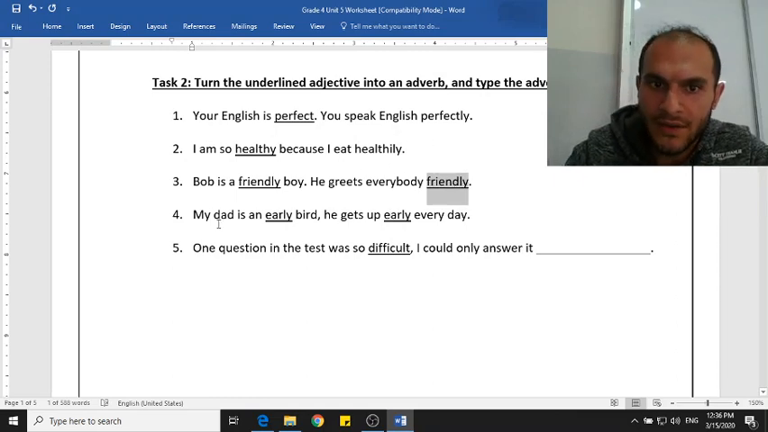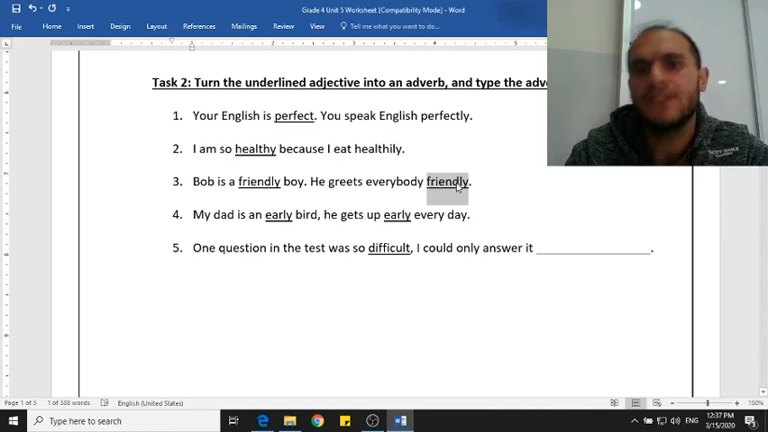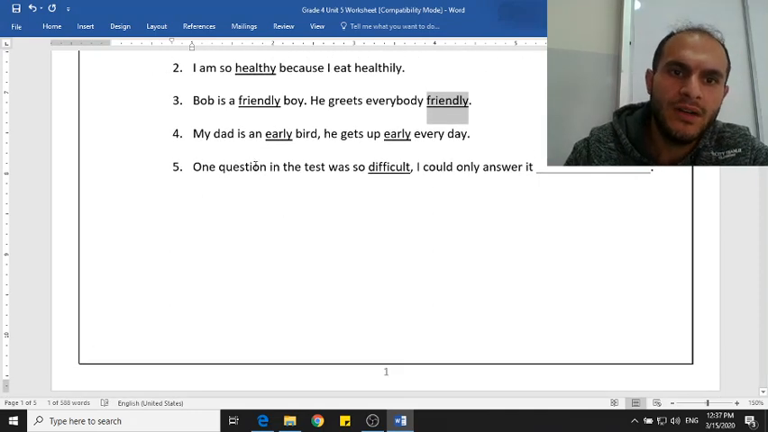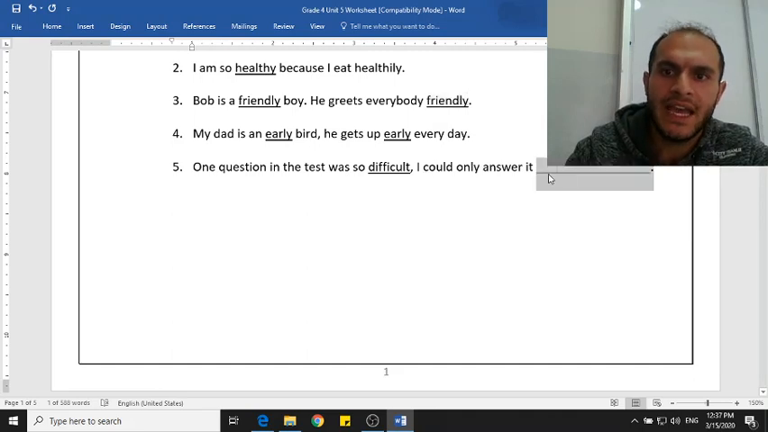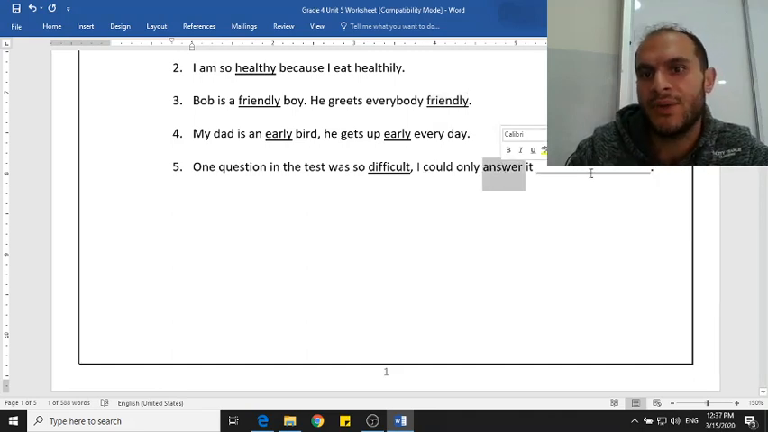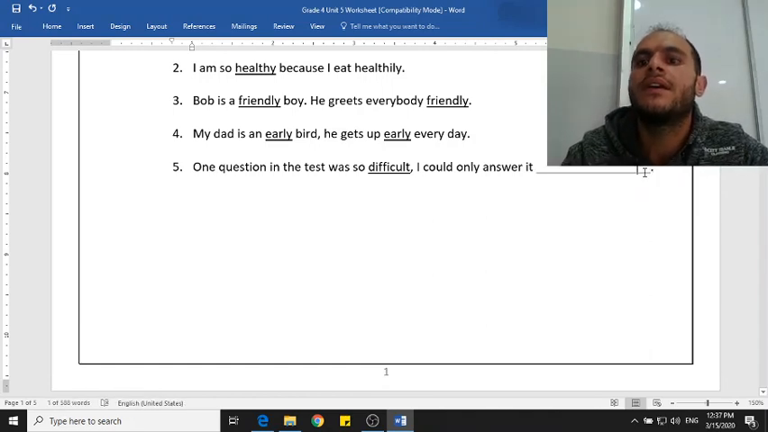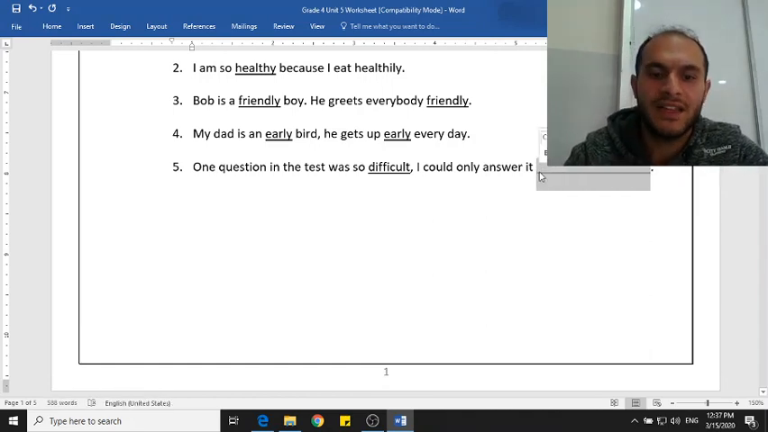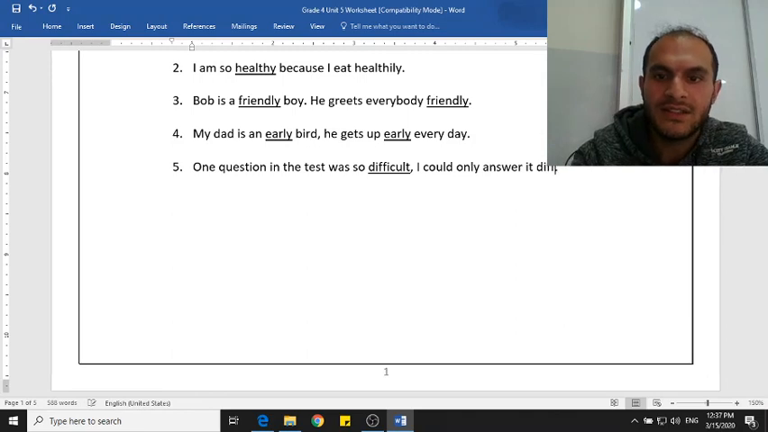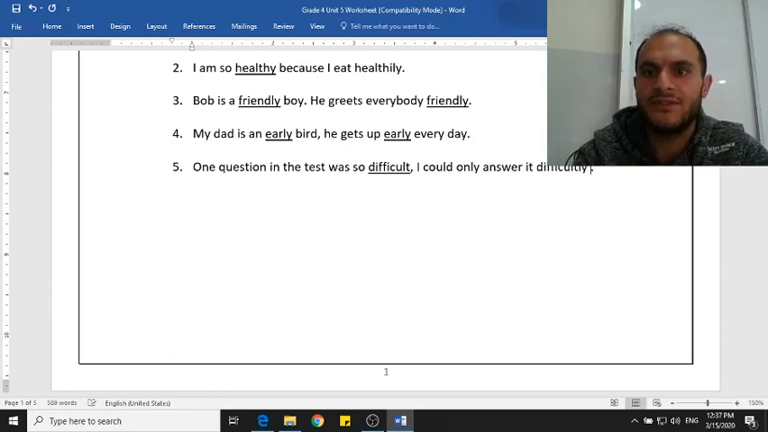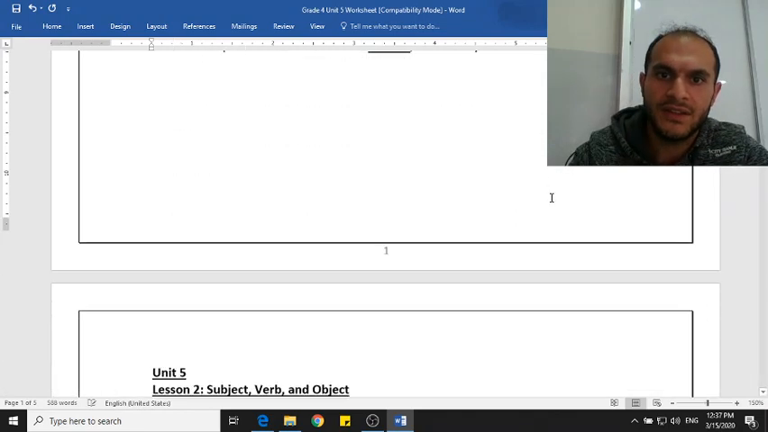Not all words are the same, but some words are the same when they are adjectives or adverbs. One question in the test was so difficult. I could only answer it. We have a verb here, so we have to use adjective or adverb. What do you think? Yes, we have to use the adverb. What is the adverb of difficult? It is difficultly. Yes, difficultly. This is the adverb of difficult.